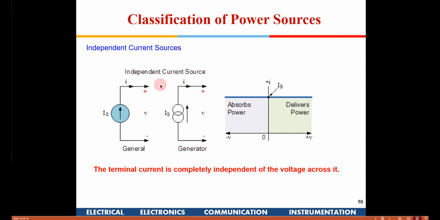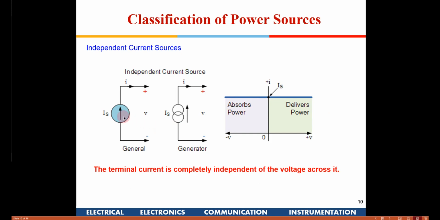So this is the same thing with the current sources. If you see an ideal current source, if the current is coming out from the positive terminal, it is delivering power. But there could be a situation in the circuit where the current could be negative. That is, the current is going into the current source, and then we say it is absorbing the power.